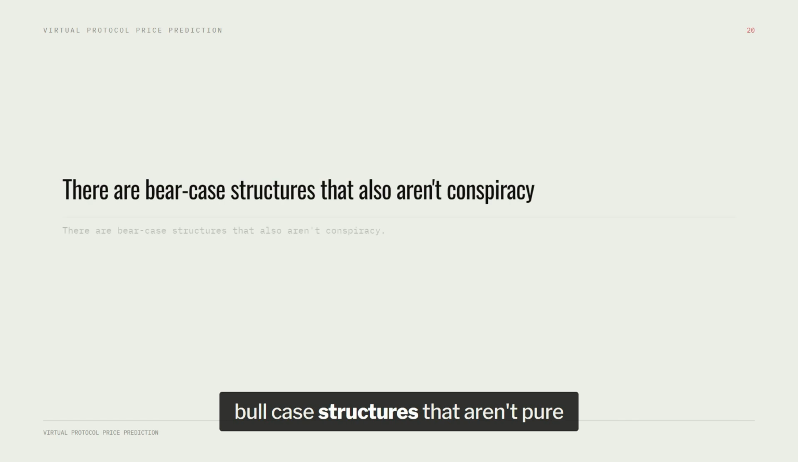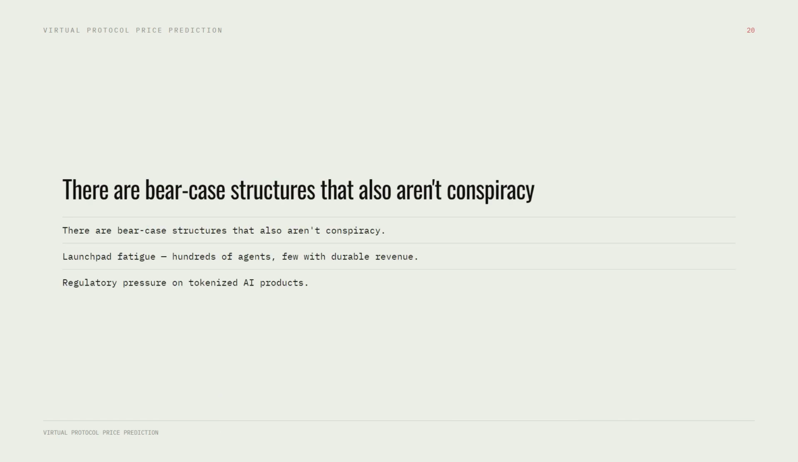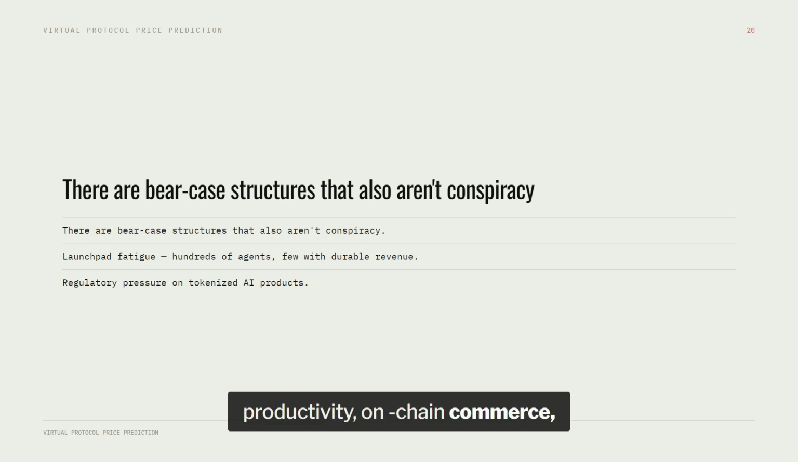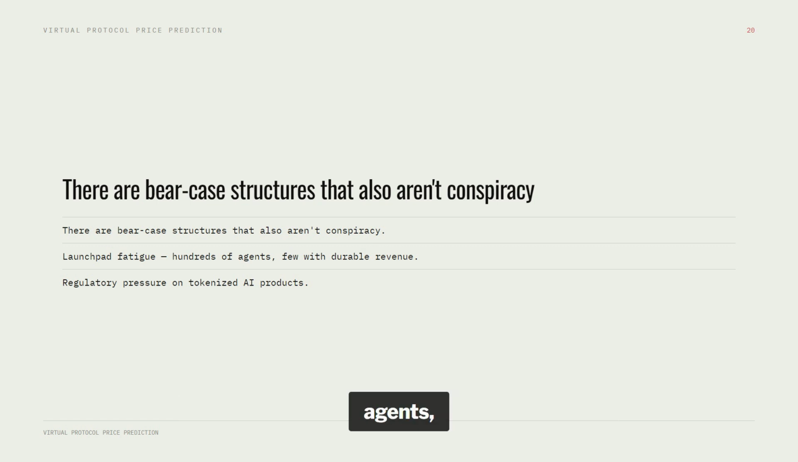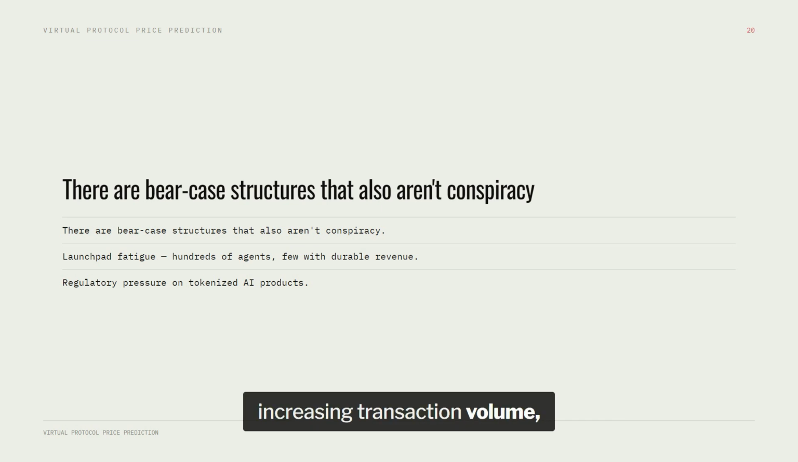There are bull case structures that aren't pure fantasy. More agent categories, gaming, productivity, onchain commerce, expanding beyond the initial meta. Agent commerce protocol letting agents pay agents, increasing transaction volume. Multi-chain expansion beyond Base. Institutional or partnership flows. Crypto market entering a risk-on phase with AI narratives leading.